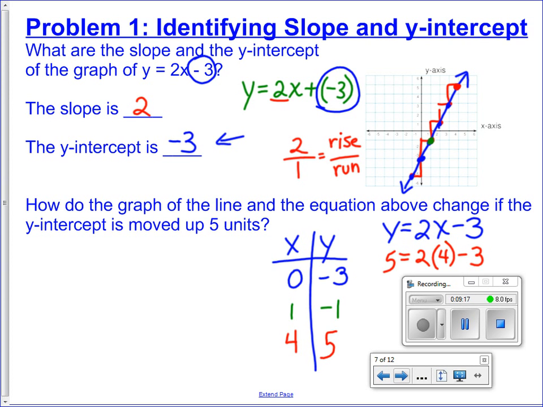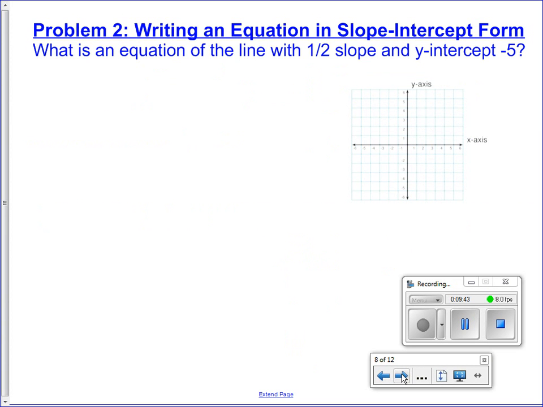And you will find that every point on this line, including everything in between these points on the line, will satisfy this equation and make true statements. So the nice part about our slope-intercept form is we're able to graph without even making a table and doing a lot of computation. All right, problem number 2. Writing an equation in slope-intercept form.